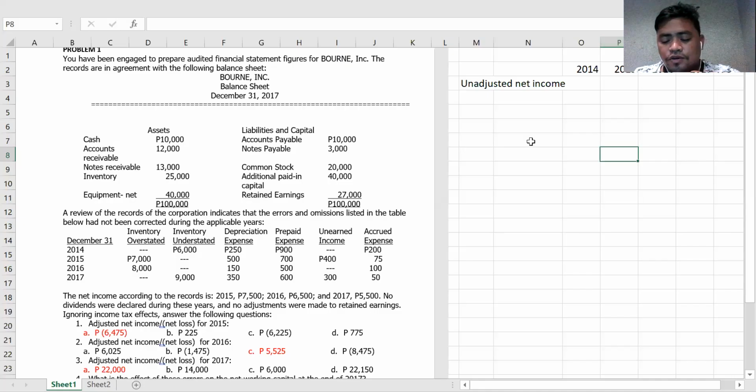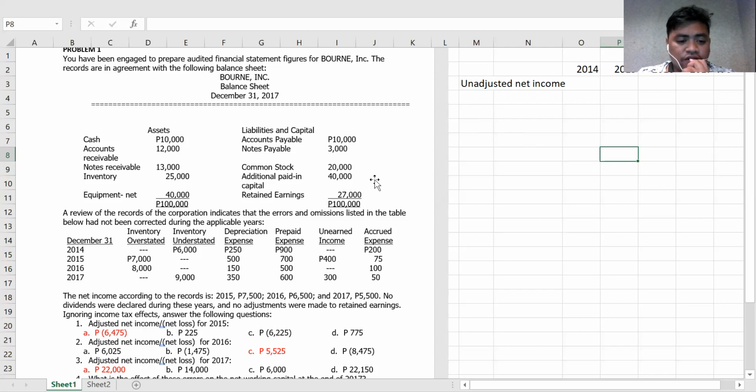Okay, so let's resume to our second problem. So you have been engaged to prepare audit financial statement figures for Born Incorporated. The records are in agreement with the following balance sheet. So here we have the assets and liabilities and capital, owner's equity of Born Incorporated.